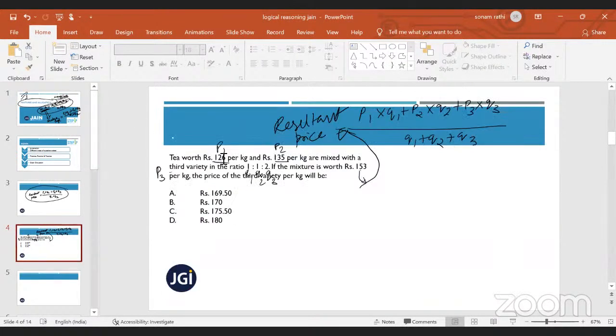Here you are mixing three different types of teas. 126 rupees, 135 rupees, in the ratio of 1 is to 1 is to 2. There is one more. That's it, you have to put everything in the formula. That's the thing. You do not attend the class and then you struggle. Anyway. Okay, so this is how you will solve this question. Now I'll give you one more question similar to this to solve.